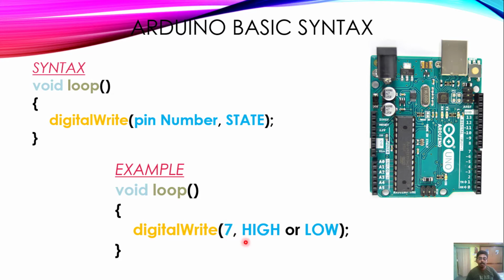If you want to make pin number 7 low or off, turning off the LED connected to pin number 7, you need to write digitalWrite(7, LOW). You need to decide on either of these two choices. It should be high or low. You should not write both the options.